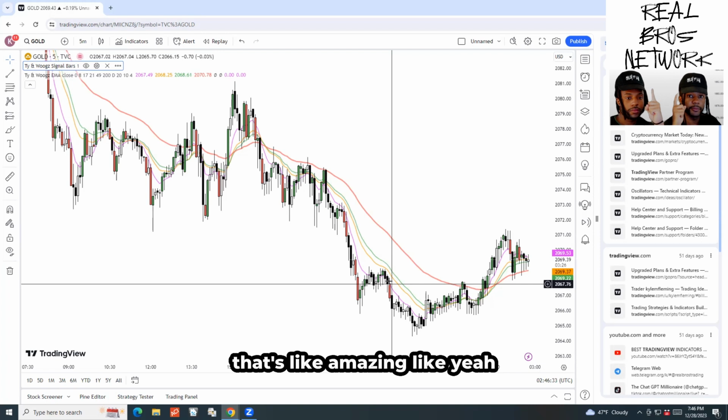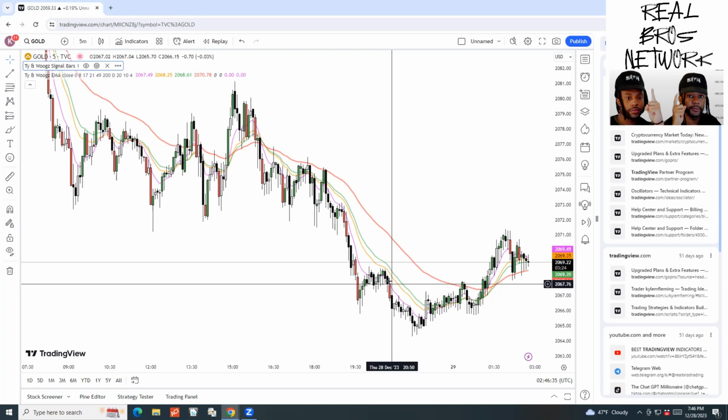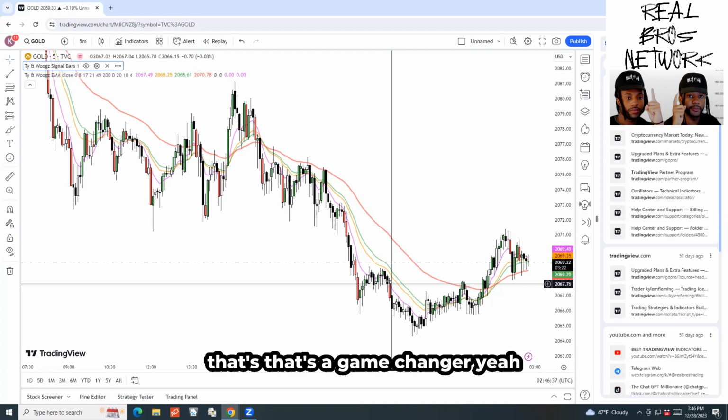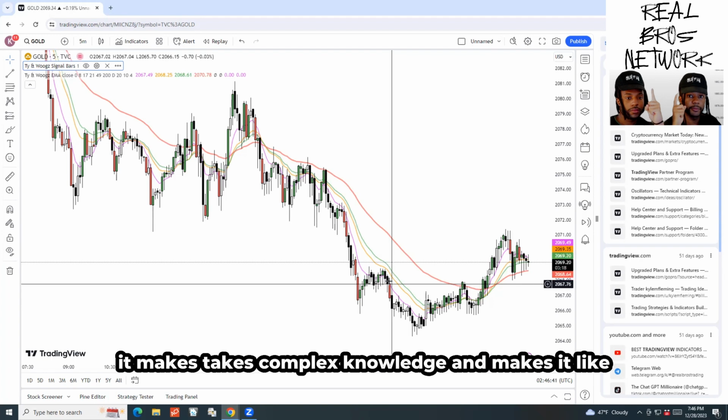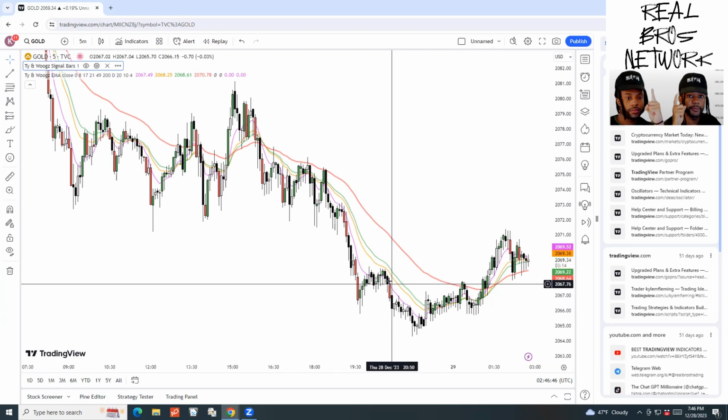If that changes colors, that's amazing. Yeah, the color changes, that's a game changer. It takes complex knowledge and makes it super simplified. So I'm excited to go even farther.